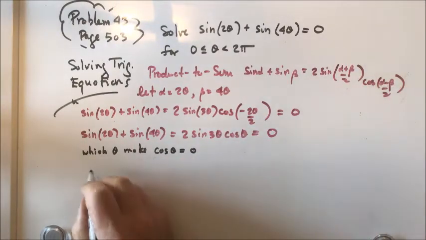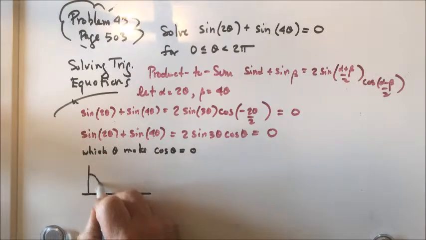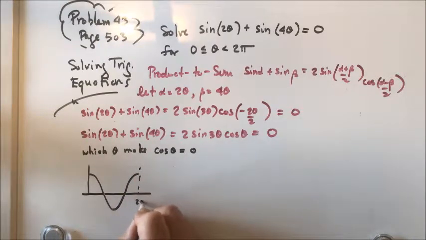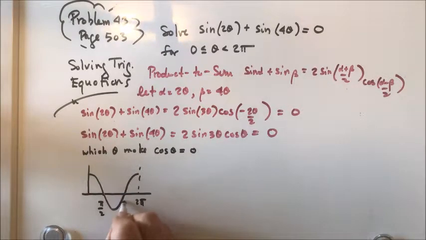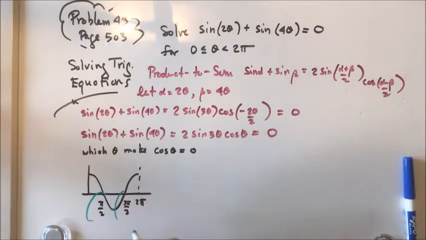Okay, so let's see. Let me just draw cosine theta here between 0 and 2 pi. Starts up here, goes down here, comes back up. We're at 2 pi. Where is it equal to 0? 2 places. And what 2 places are those? That is pi over 2. Pi over 2? Yeah, pi over 2. And this is 3 pi over 2. So there, we found, there can be a lot of solutions here. I better put a little green circle around and we'll collect them all up later.